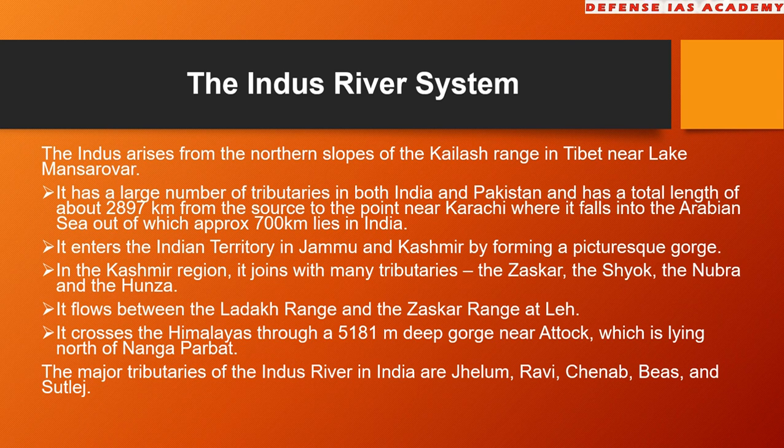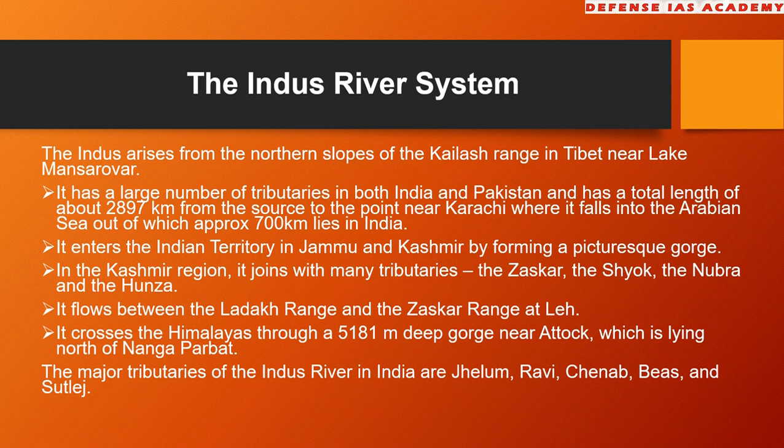So the Indus river system arises from the northern slopes of the Kailash range in Tibet near Lake Manasarovar. It has a large number of tributaries both in India and Pakistan, and has a total length of about 2,897 kilometers from the source to the point near Karachi, where it falls into the Arabian Sea, out of which approximately 700 kilometers lies in India.